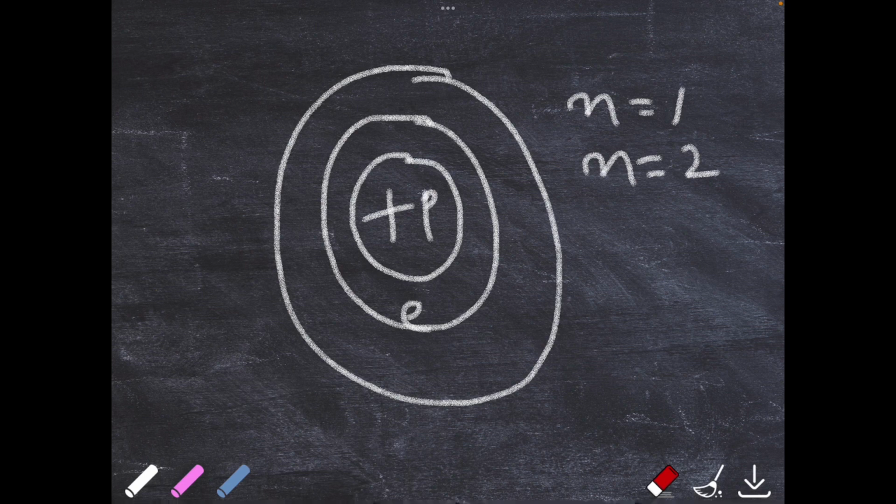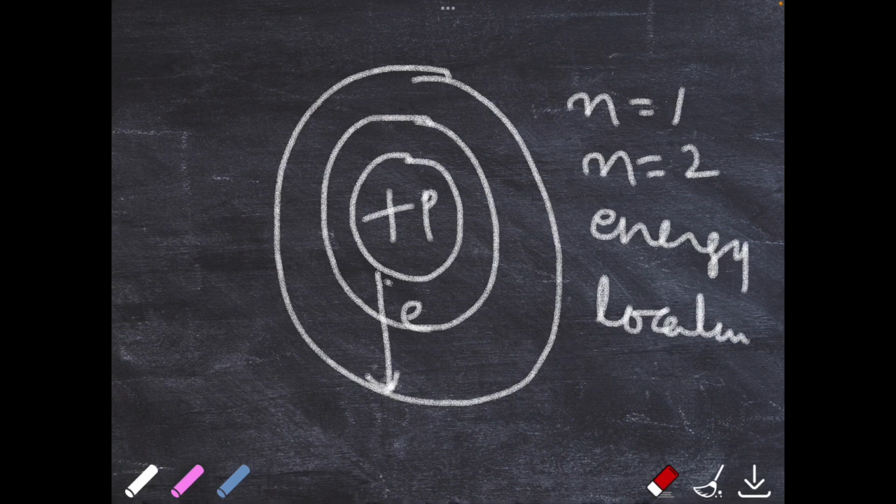Now as it moves away from the nucleus, the energy of the electron goes on increasing, and the distance of the electron also increases. So as it moves away from the nucleus, the energy increases, and the distance of the electron from the nucleus also increases. So n, which is the principal quantum number, gives you the energy as well as the location and distance of the electron from the nucleus.